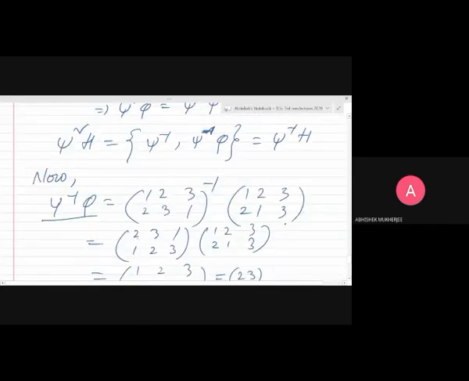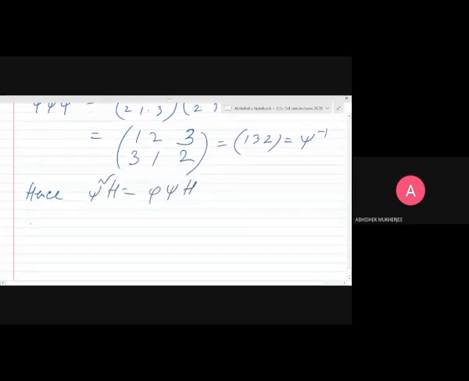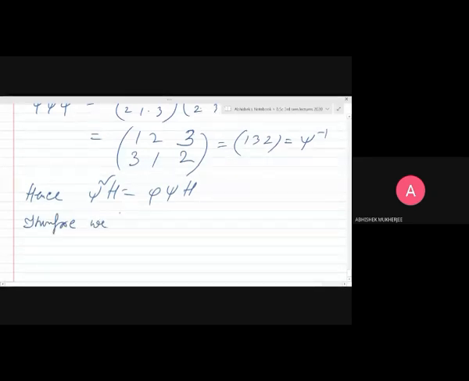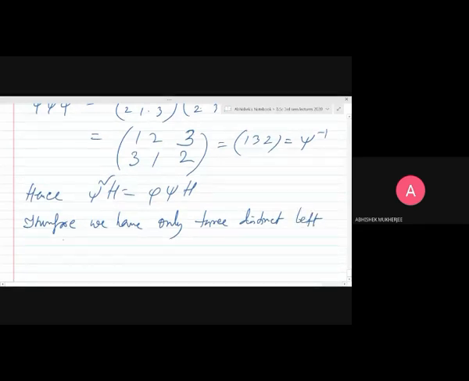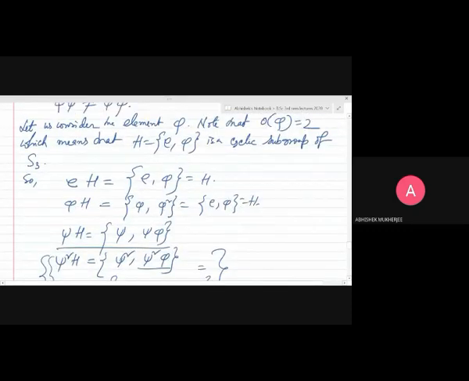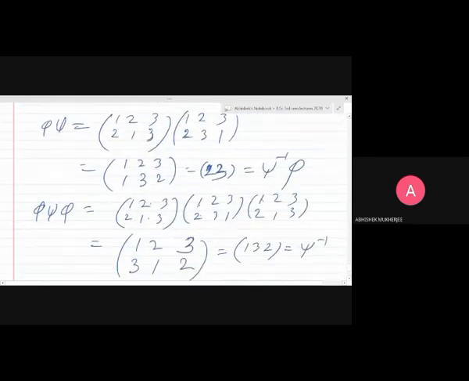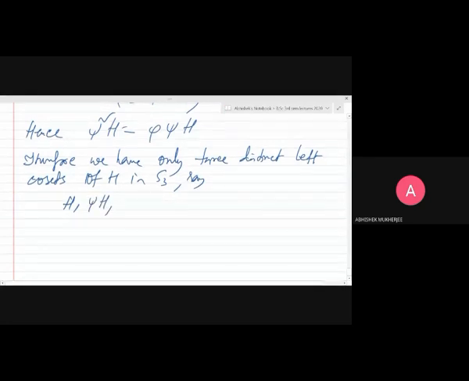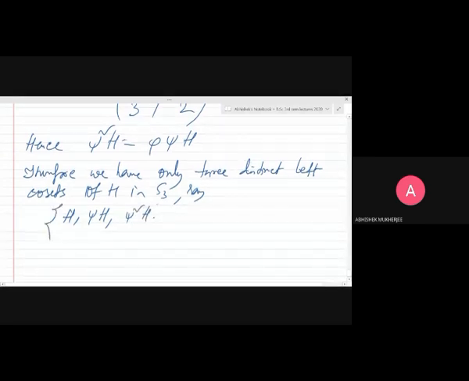Psi inverse, psi square H and phi psi H. So therefore, we have only three distinct left cosets of H in S3, which are H, the second one is psi H, and the third one is psi square H.